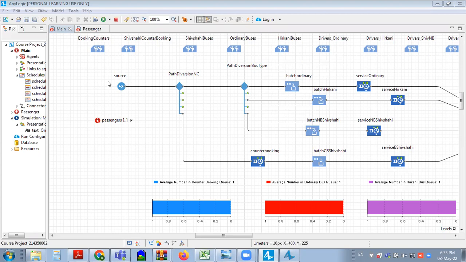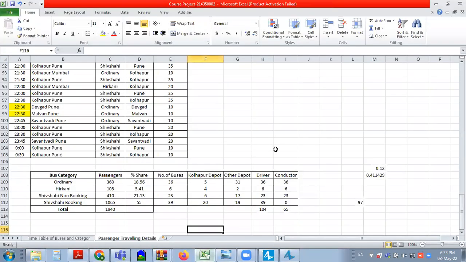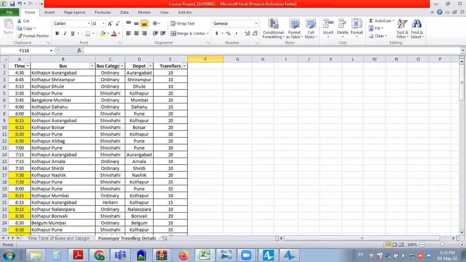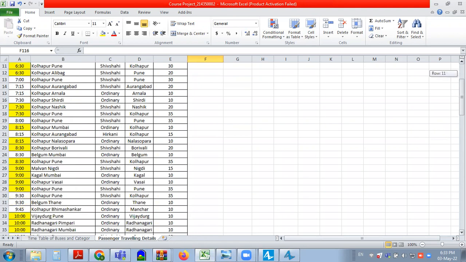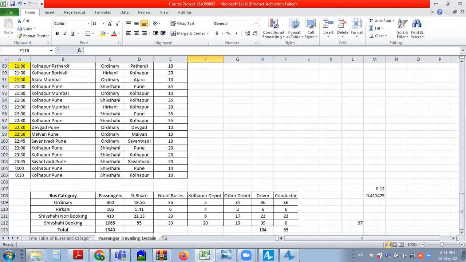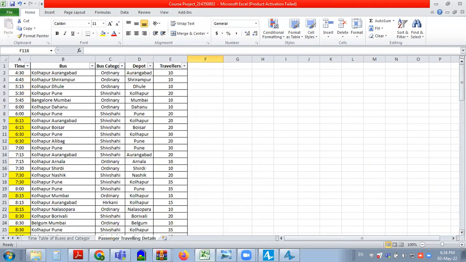Now in this, what I have tried to do, the first thing is I visited the depot and tried to collect the data related to how many buses are running on this route, Kolhapur to Pune. So I got the schedule, which I tried to convert into an Excel sheet, and the conclusion is that for a single day there are 104 buses running on the same route, and they are of different categories. There are typical bus categories defined in MSRTC.